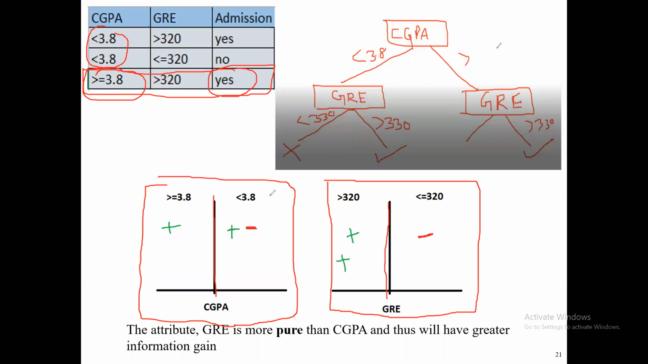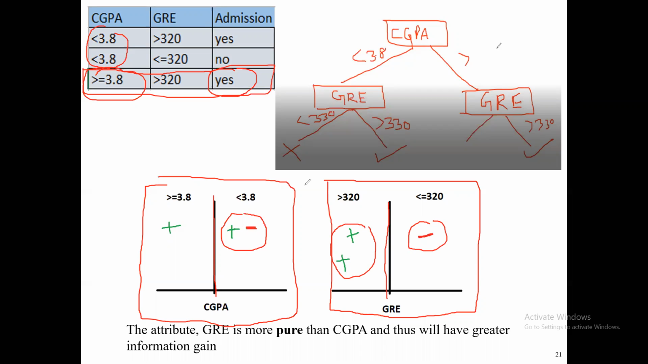Now if we observe the distributions together, we see that if CGPA is greater than or equal to 3.8, we can directly say that the student should be admitted. So the label will be yes. On the other hand, if it is less than 3.8, one is yes and another is no, right? So there is a mixture in this distribution. But for GRE, if the GRE score is greater than 320, we can conclusively say that the student should be admitted, and if the GRE score is less than or equal to 320, we can conclusively say that the student should not be admitted to the university according to this dataset.